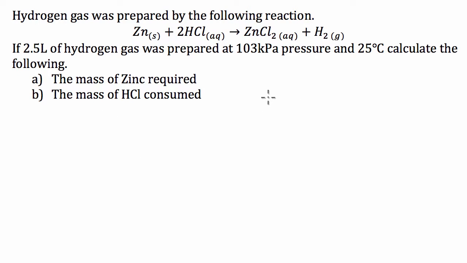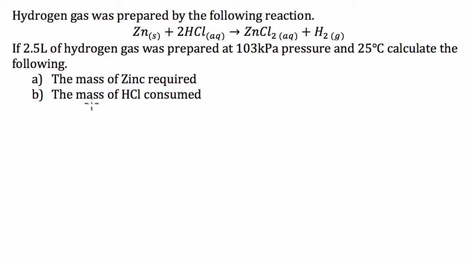We've got a reaction where we're putting zinc metal with hydrochloric acid, and the zinc is going to dissolve and hydrogen gas is produced. So we're asked, if 2.5 litres of hydrogen gas was prepared at that many kilopascals and that many degrees centigrade, calculate the following: the mass of the zinc that's required and the mass of the hydrochloric acid consumed.